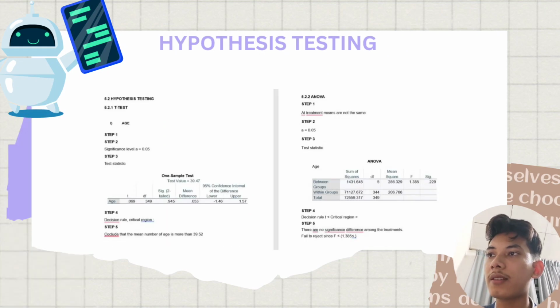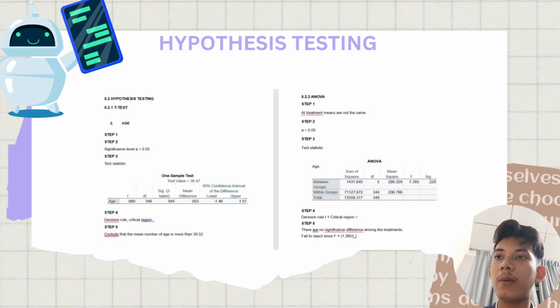5.2 Hypothesis testing. T-test. For age, step 1, step 2, significance level alpha 0.05. Step 3, test statistic, one sample test. Step 4, decision rule, critical region. Step 5, conclude that the mean number of age is more than 39.55.